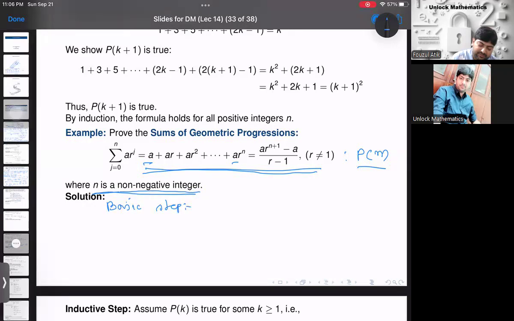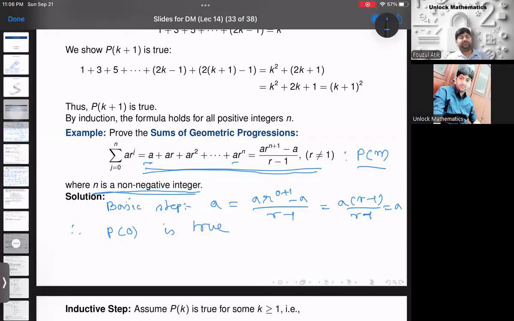that P of 0, which is a, is equal to a r to the power 0 plus 1 minus a divided by r minus 1, which is the same as a, na? Because a you can take common, so r minus 1 divided by r minus 1. So therefore this is a only, and therefore P of 0 is true. Your basic step is done. Correct? Now what is your next step?